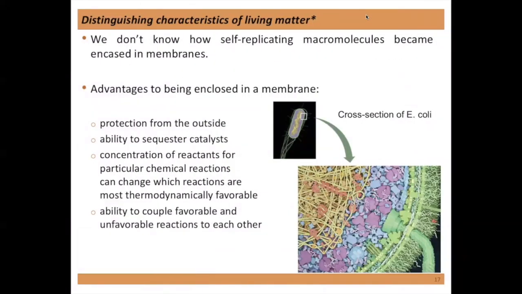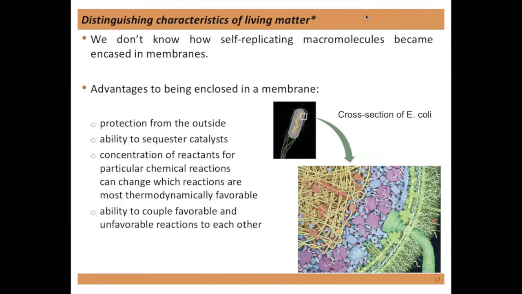So we're not quite sure how self-replicating macromolecules became encased in membranes. If you're getting a common theme here, we don't know a lot about early life, but we do know that life now is encased in membranes, and there are advantages to that. Protection from the outside. You can keep your catalyst in the proper place. You can increase concentrations of reactions that might not occur unless you have high concentrations. You can get those to occur within a cell.